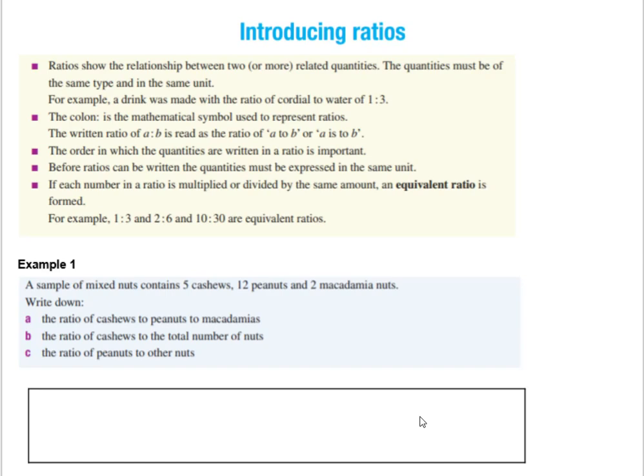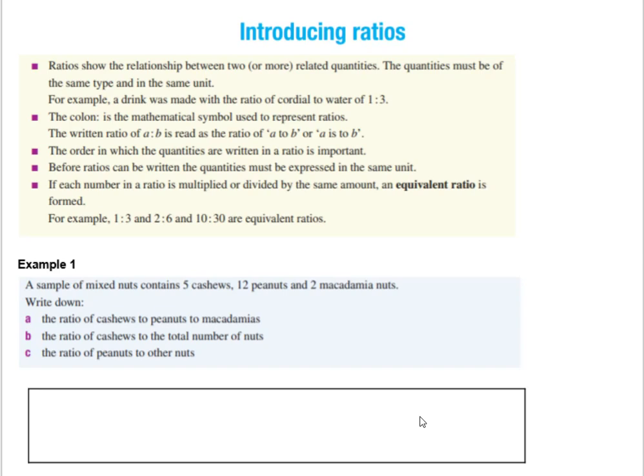Alright, so we're starting a new topic today called rates and ratios, and our first lesson is on just introducing ratios. And you would have seen ratio in year 8, so hopefully this first lesson should just be a refresher on what you already know.